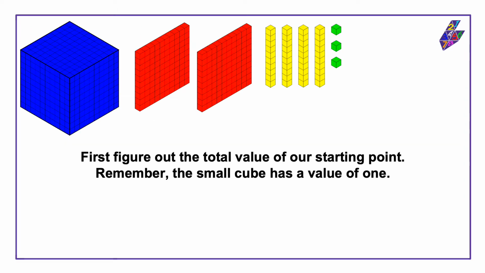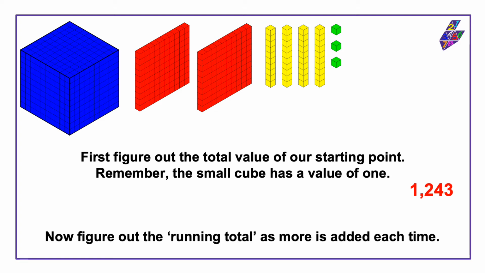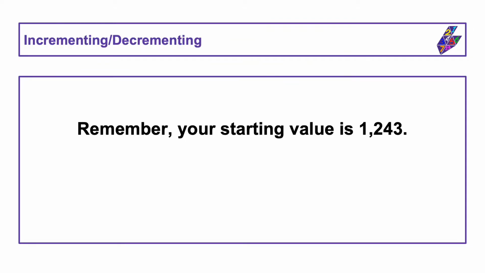First, figure out the total value of our starting point. Remember, the small cube has a value of 1. The value is 1,243. Now figure out the running total as more is added each time. Remember, your starting value is 1,243. Ready?